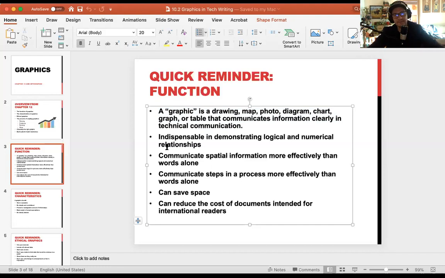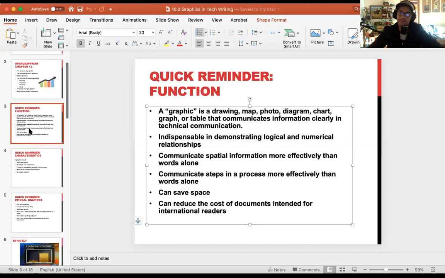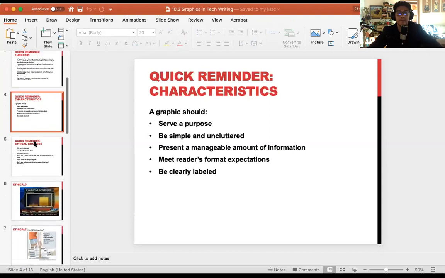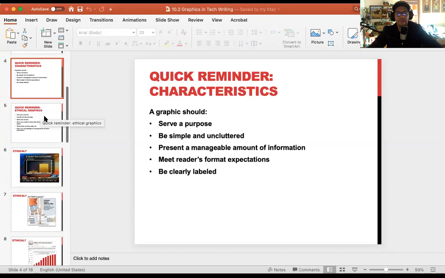It can save space. It can be good for people who don't speak English as well, like an international community. It can reduce the amount of text on a page and therefore save space, and therefore save money if you're doing a lot of printing of these documents. But graphics should have a certain purpose, and they shouldn't be created just for the fact of being created. It should be understood. It should be labeled. It needs to be simple.